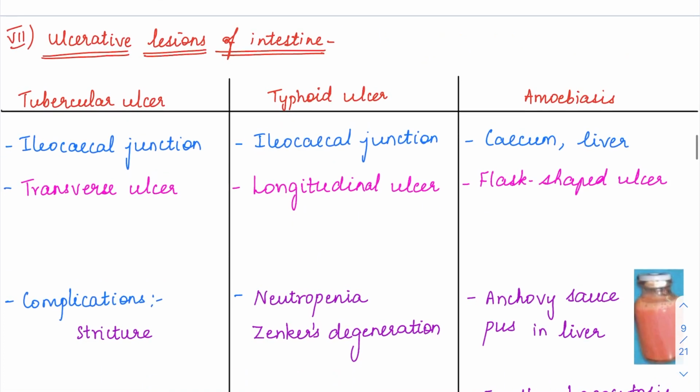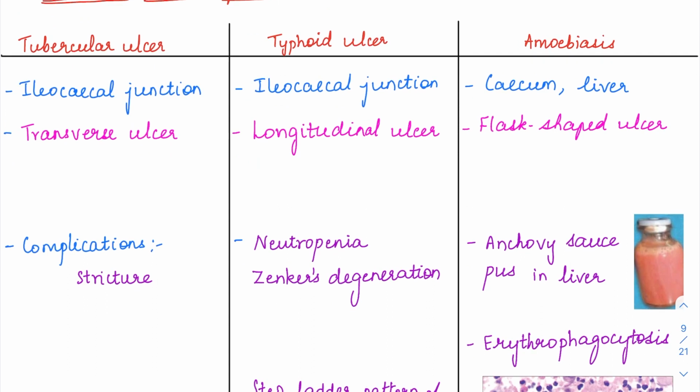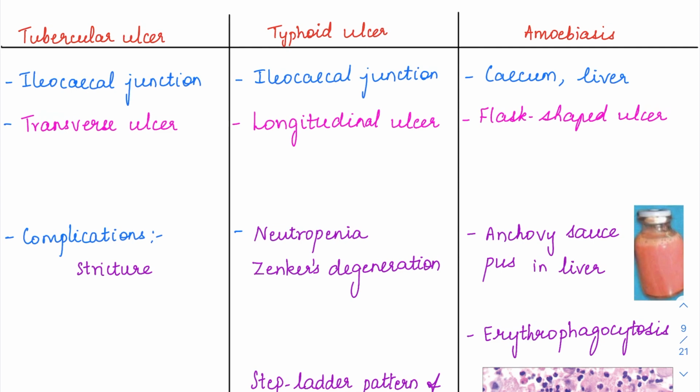So now we are done with stomach. Next, we'll move on to the intestine, starting with ulcerative lesions of the intestine. This was a very favorite topic during MBBS time also. So let's see the differential ulcers. Tubercular ulcer, typhoid ulcer and amoebiasis. These three are the major ulcerative diseases of the intestine.